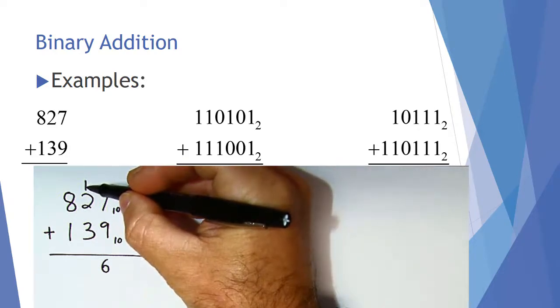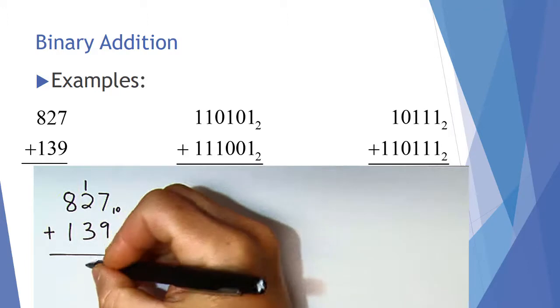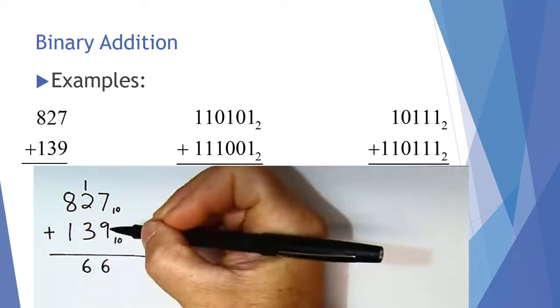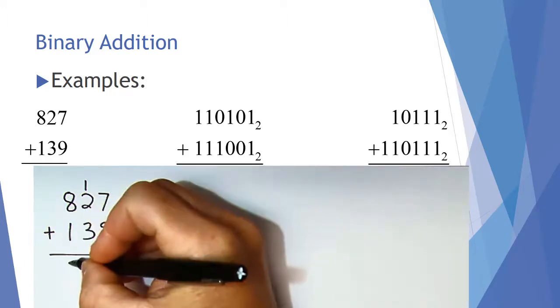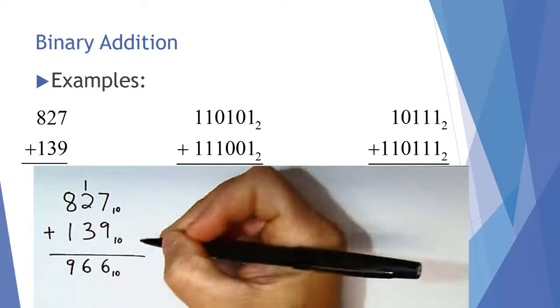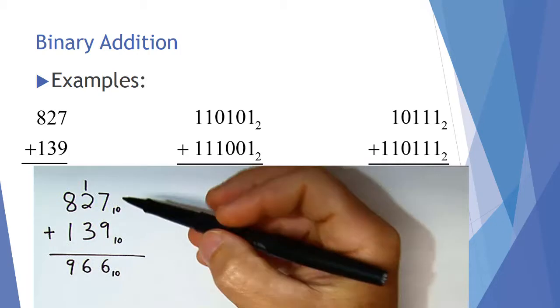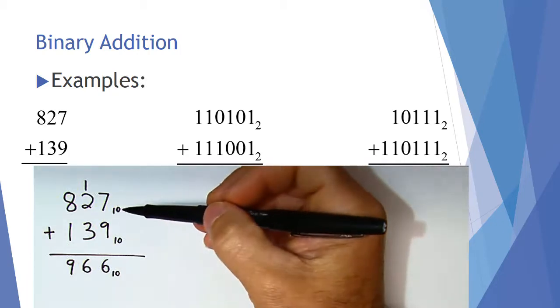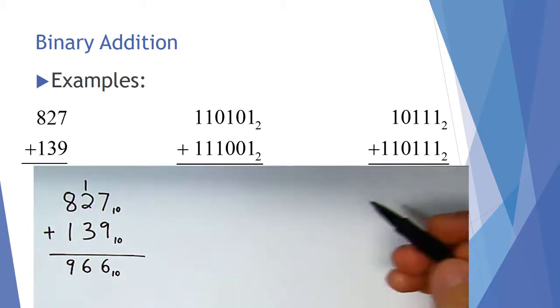Then we repeat the process. 1 plus 2 plus 3, that doesn't exceed 10, so we're going to have 6 right there. And then 8 plus 1, that's 9. So the result here is 966, base 10. Now we're going to do the exact same thing in binary, but our base is going to be 2, and that's going to change the look a little bit.